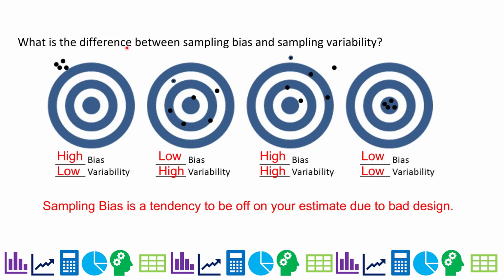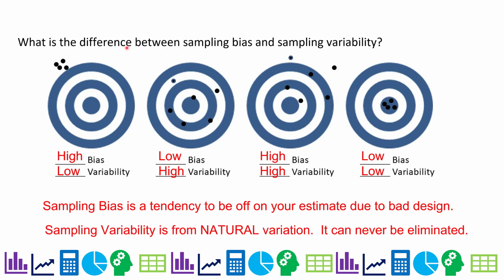Typically you tend to overpredict or you tend to underpredict due to bad design. So for example, if I ask people to their face, do you wash your hands after using the restroom? The answers that I collected would be biased because more people would say yes, even though they really don't, because they don't want to be embarrassed. Now, sampling variability is from natural variation. It can never be eliminated. Now, you can try and minimize it by going with larger sample sizes, but it's always going to be there.